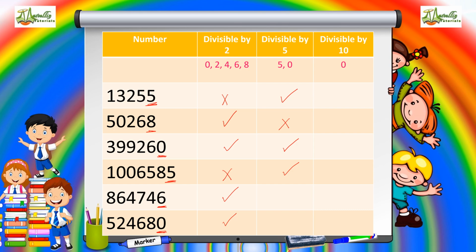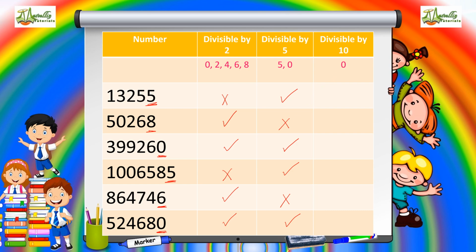The fifth number divisible by 5 or not? No, because that one is 6, so this is not divisible by 5. The last number ends with 0, so this is divisible by 5. Now, let's take up the divisible by 10. So, if it's 10, then it ends with 0.